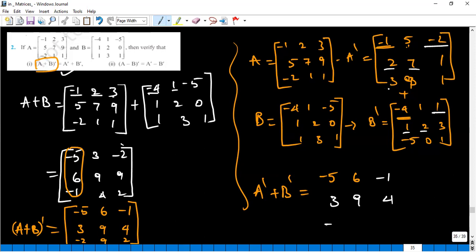Here we have 3 minus 5. This one. -5 and 3 is -2. 9 plus 0 is 9. 1 plus 1 is 2.